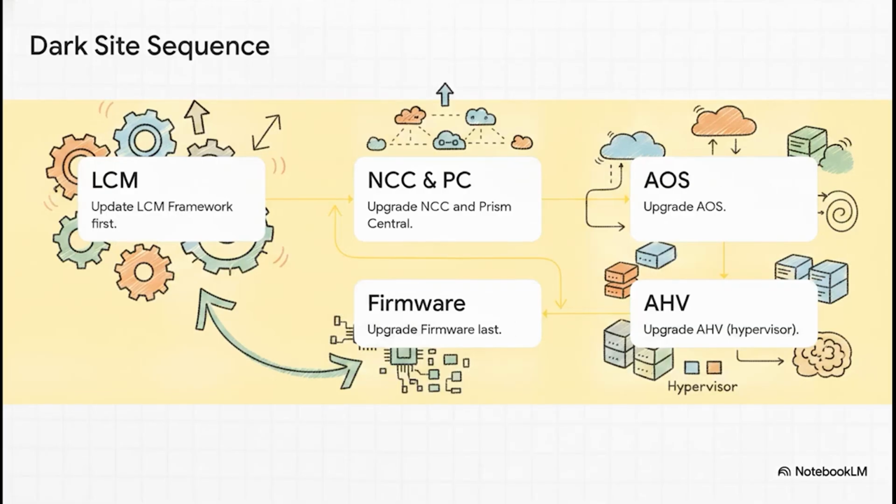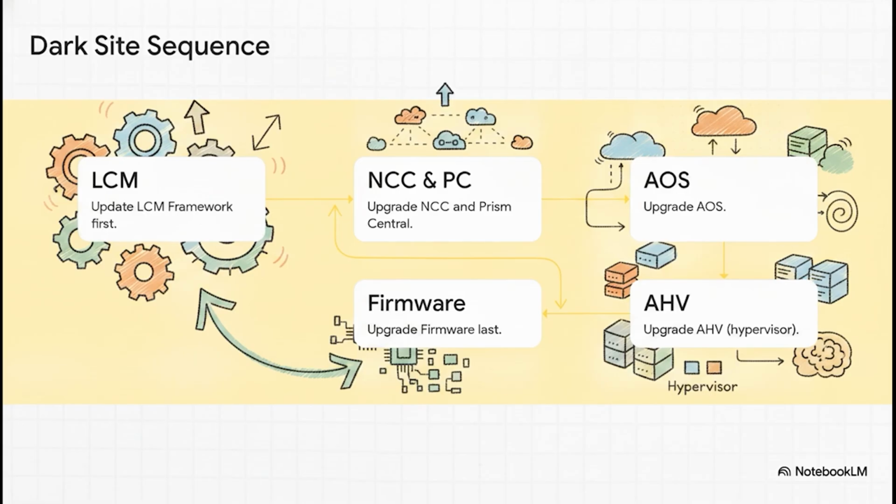So here is your rigorous manual sequence, and trust me, you need to know this cold for the exam. Number 1, always update the LCM framework itself so the engine actually doing the work is on the latest version. 2, upgrade Nutanix Cluster Check, that's NCC, and your Prism Central components. 3, upgrade AOS. 4, upgrade your hypervisor, which in our baseline is AHV.